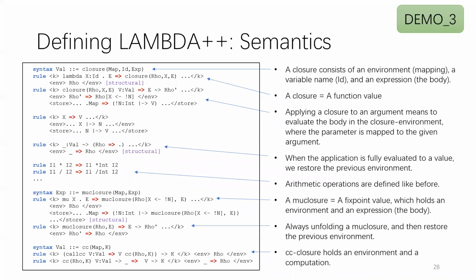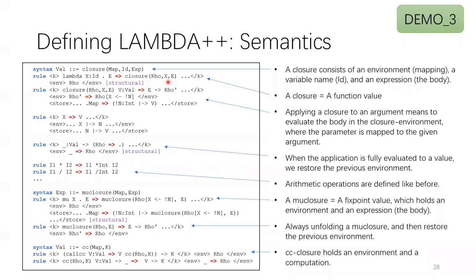We can define the semantics of Lambda++. And you will notice that the first difference from the substitution-based semantics is that we define the function closure as the value of evaluating a Lambda abstraction. So a closure holds an environment, which is a mapping from variables to locations, a variable name, which is the name of the parameter of the function, and an expression, which is the body of the function. When we see a Lambda in the computation, we will rewrite it into this closure value.